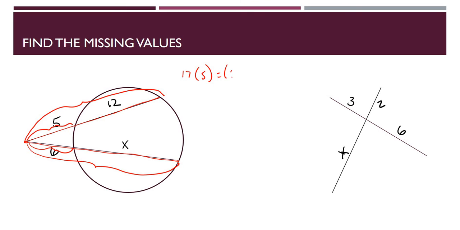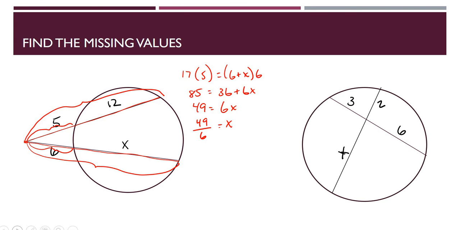The long one here is 6 plus x times 6. So 17 times 5 is 85, equals 36 plus 6x. Subtracting 36, I get 49 equals 6x. So x is 49/6. Let's look at the next one.